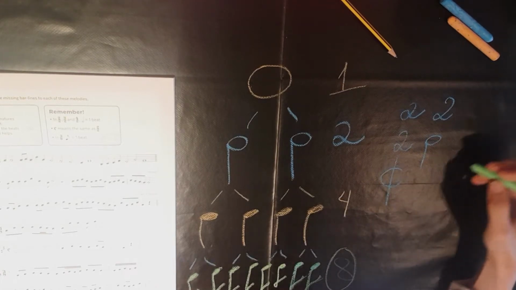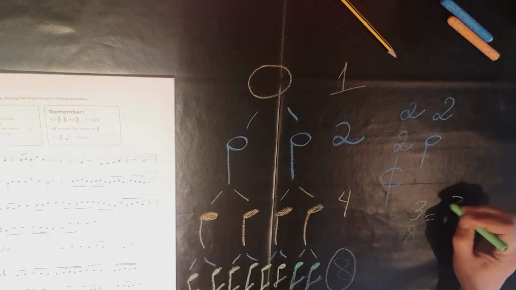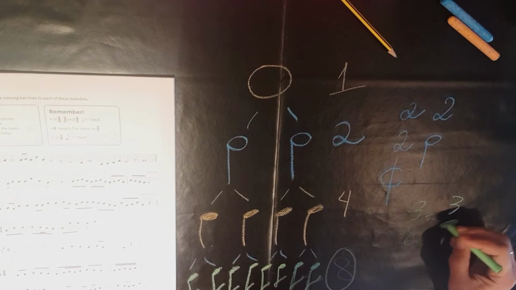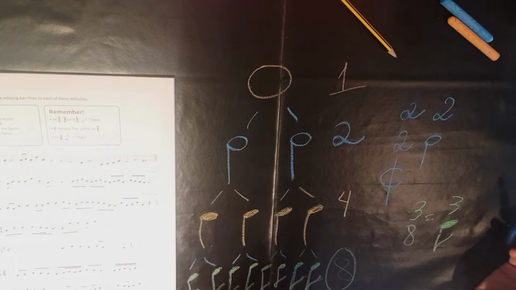Okay, so when we see, for example, 3/8, it means 3 quavers in a bar. So we're counting quavers instead of crotchets and minims, for example. That's all. Let's see our exercise number 6 on page 11.